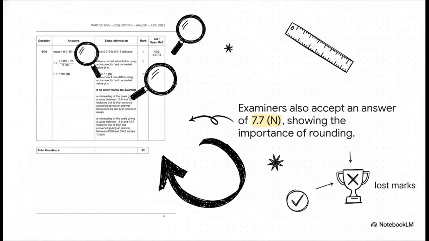And here is one last absolutely crucial tip, again, straight from the mark scheme. The examiners also accepted an answer of 7.7 newtons. This is such an important lesson about rounding. You always want to give your answer to an appropriate number of significant figures. It's such an easy mark to lose right at the very end if you're not careful.